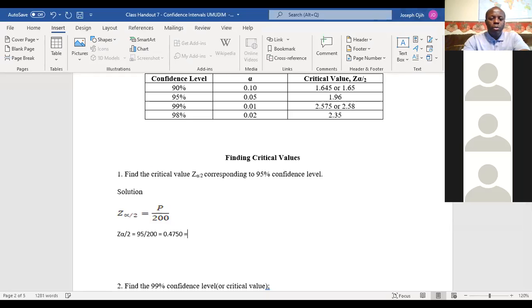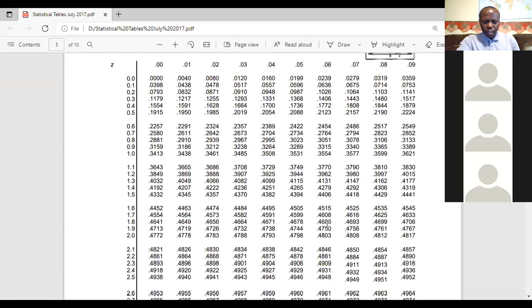Now you go to this table of normal distribution and look for this 0.4750. So this is the table right here. Look for 4750. If you don't see it, you use the one that is closest to it. But I can see it right here. This is it. You follow it to the left: 1.96.